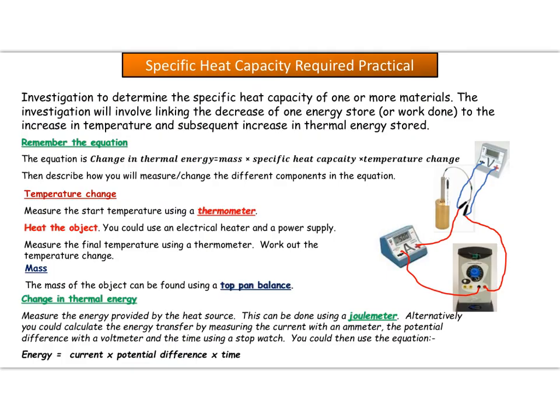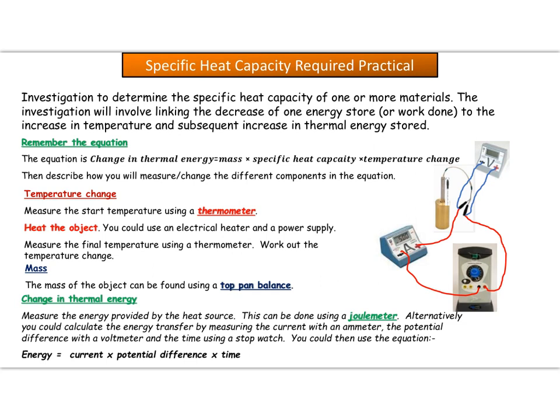So the first required practical that we need to do in physics is the specific heat capacity required practical. The exam board asks you to carry out an investigation to determine the specific heat capacity of one or more materials. The investigation will involve linking the decrease of one energy store, or work done, to the increase in temperature and subsequent increase in thermal energy stored in the system.